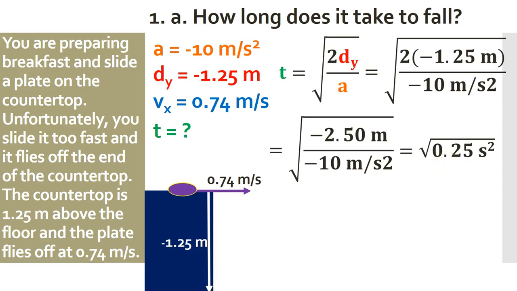You can't ever leave an answer like that. You need to keep on going with the math and give me an actual number. When you do that, you get the time is equal to 0.50 seconds. And we add that extra 0 on at the end because we've got 2 sig figs over here, and so we want to keep 2 sig figs in our answer. I'm not going to be super picky about that though.